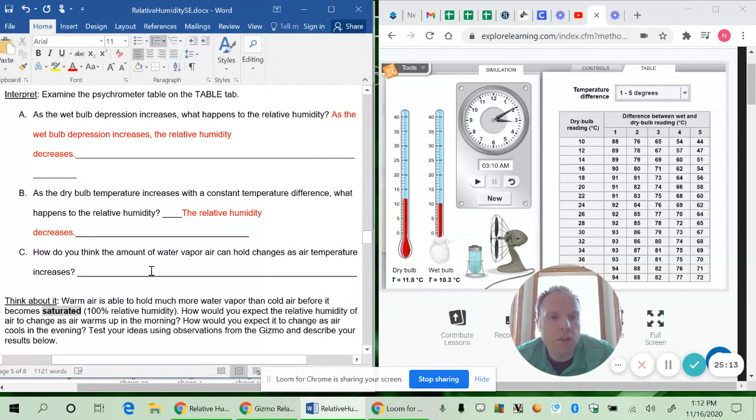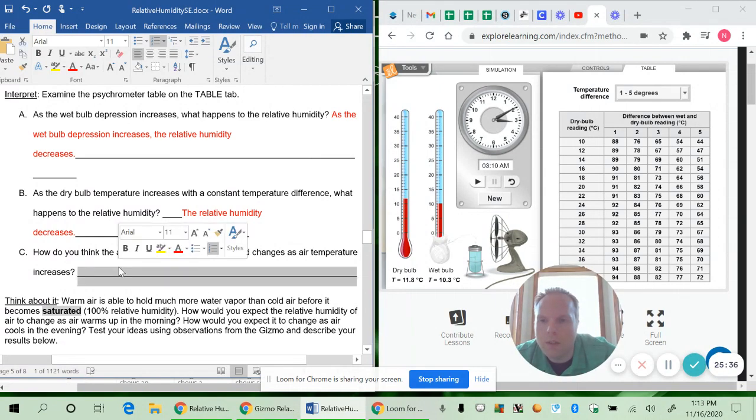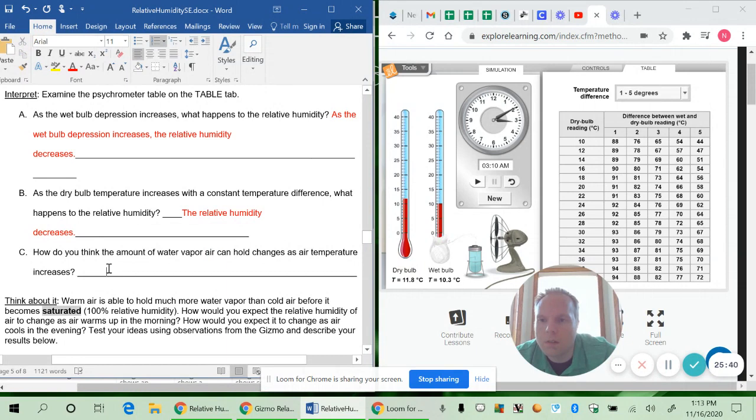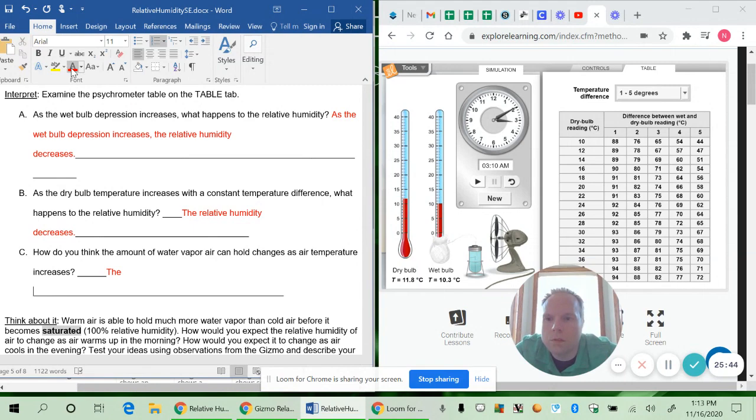And it makes sense because when the temperature of the air is warmer, the air molecules are going to spread further apart, and that creates more space for water molecules to be held in the air. When it's colder, the air molecules move closer together, and there's not as much space for more water molecules to be held, okay? So how do you think the amount of water vapor the air can hold changes as the air temperature increases? So we can say the amount of water vapor the air can hold increases.